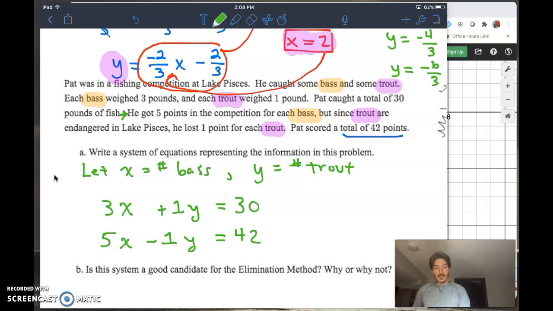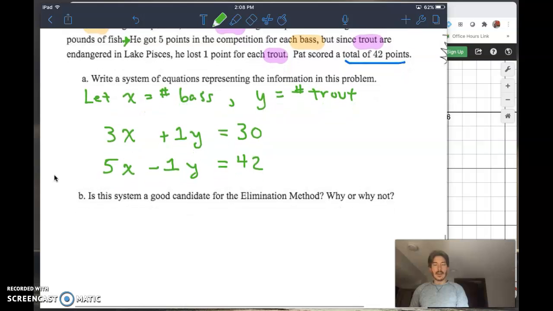Okay? We've got 2 well-written equations, and together, 2 equations, 2 variables, they are solvable for the sake of identifying what x and y are, the number of bass and the number of trout. Okay? But let's check out part B. Part B says, is this system a good candidate for the elimination method? And it says why or why not.